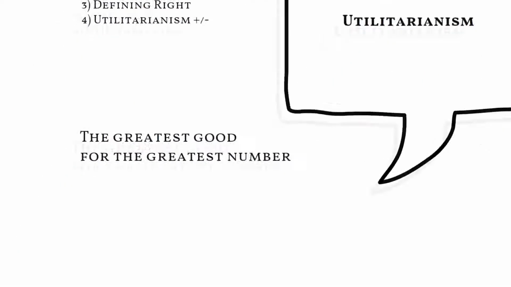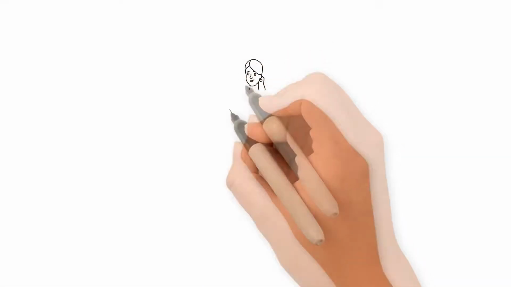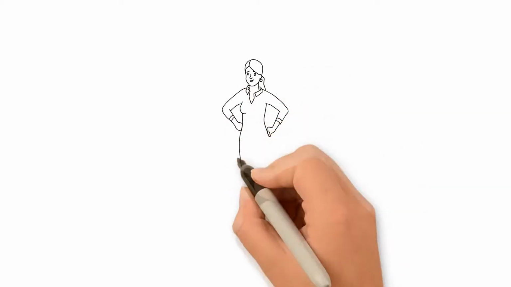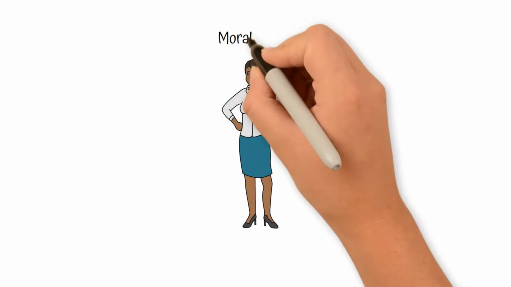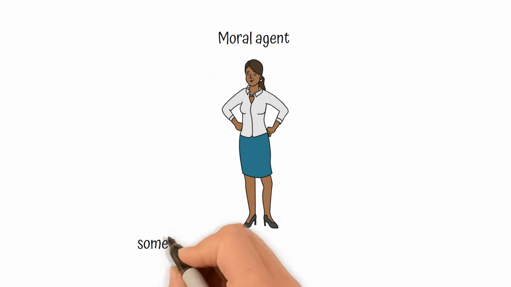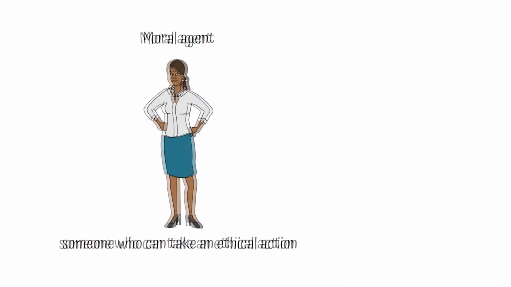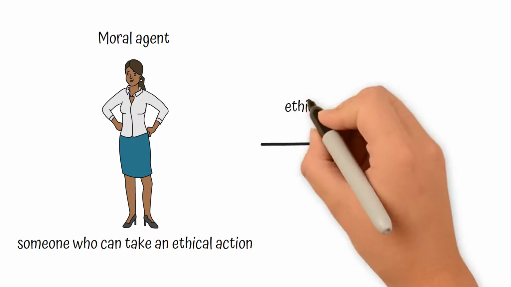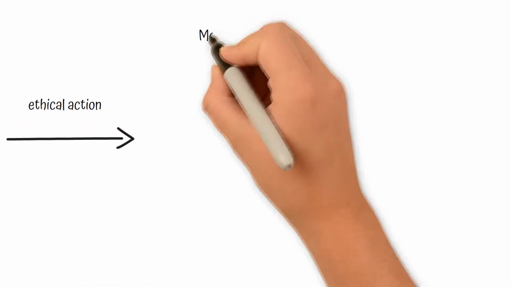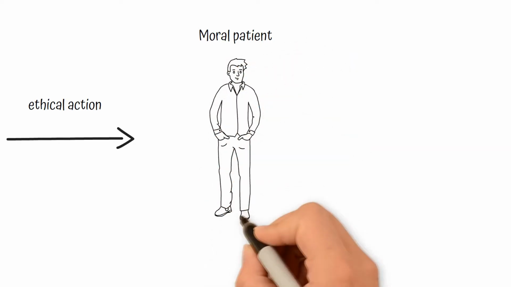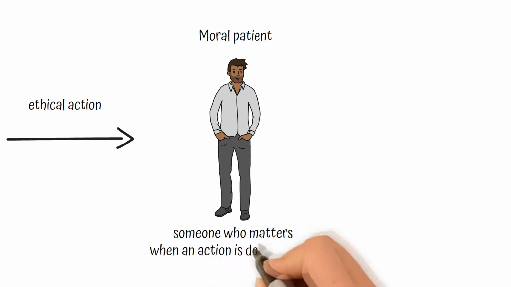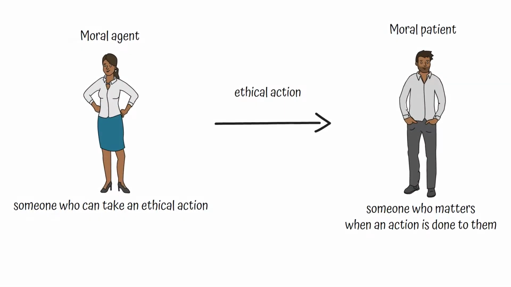To understand what consequentialism means compared to other ethical theories, let's start with the basic formula for an ethical interaction. We have a moral agent. Let's call her Agam. In this equation, as a moral agent, Agam is someone who can take an ethical action. Then, we have the action itself. It doesn't need a name. And finally, we have a moral patient. Let's call him Partik. As a moral patient, Partik is someone who matters when an action is done to him. So we have a moral agent, their action, and the moral patient to whom the action is done. This is a basic sketch of a moral interaction.